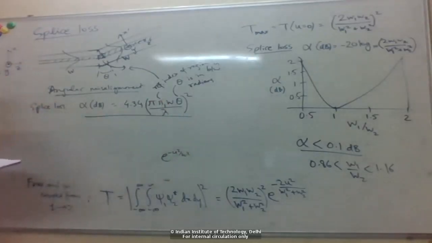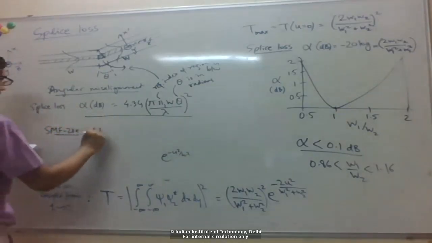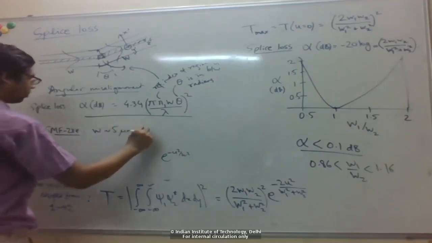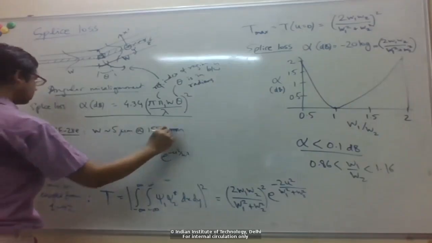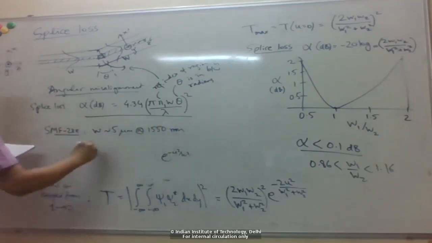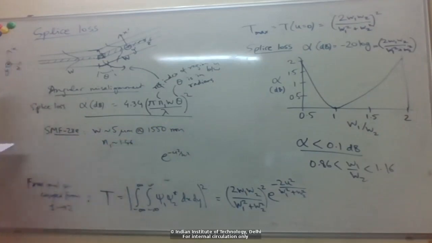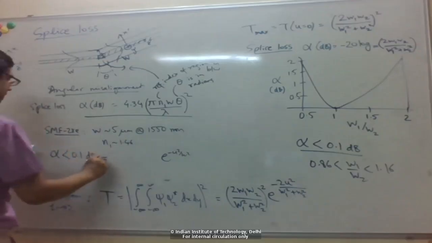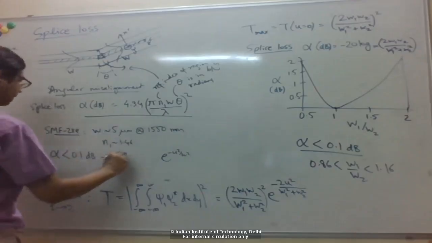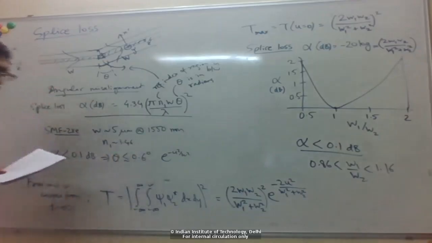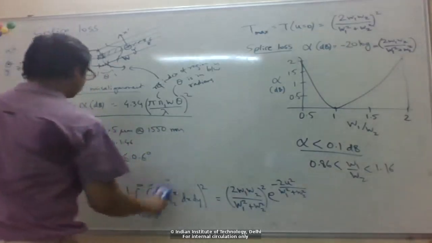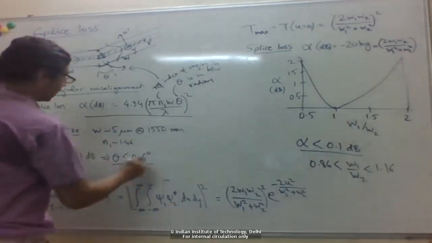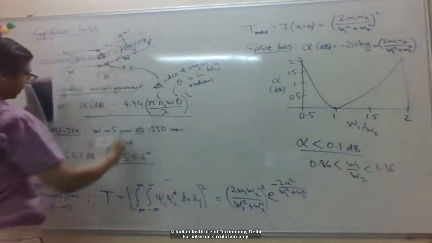Again, as theta goes up, the loss goes up. Let's say we have this SMF-28e fiber. Again, the spot size is 5 micron at 1550, and N1 is about 1.46. If you want splice loss less than 0.1 dB, put in the numbers here, and you can see theta has to be less than 0.6 degrees. It's a really small angle. This has to be basically almost parallel.